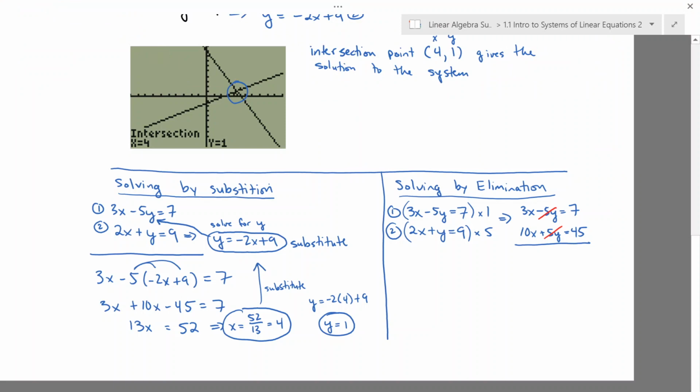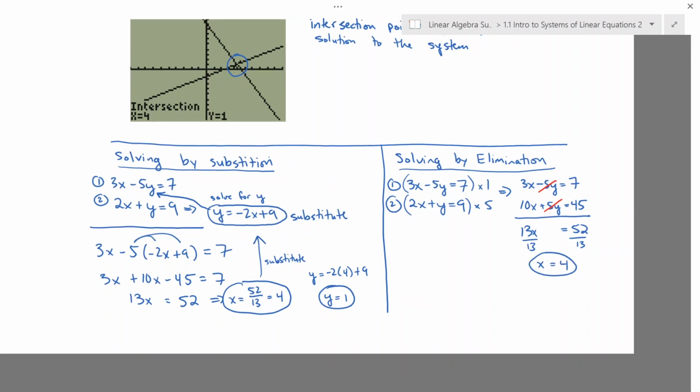And again, I'm adding going down, so this is 13x equals 7 plus 45 is 52. See, this is the same equation as we had before, right? And we should be, because this is the same system, so we have to have the same answer. So I get x equals 4 again, and then to get y, again, I substitute back in.